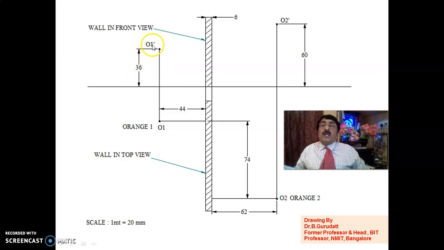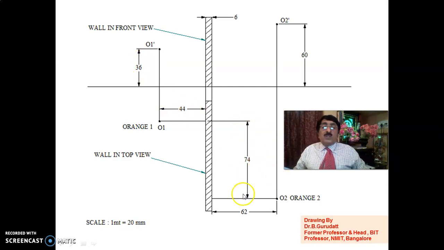That is the front view of the orange. This is the top view of the orange. In that way, you are able to locate the orange from the wall: how much it is above, how much in front of the wall. It is 44 mm in front of the wall and 36 mm above. In terms of meters you have to say, because 36 means 1.8, and this is 2.2 meters.